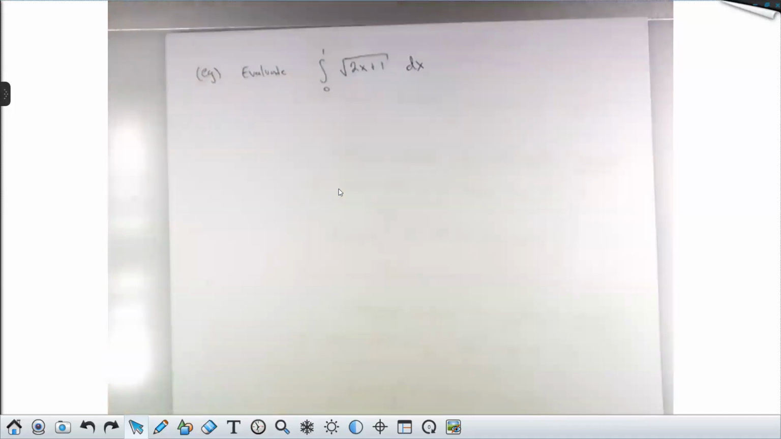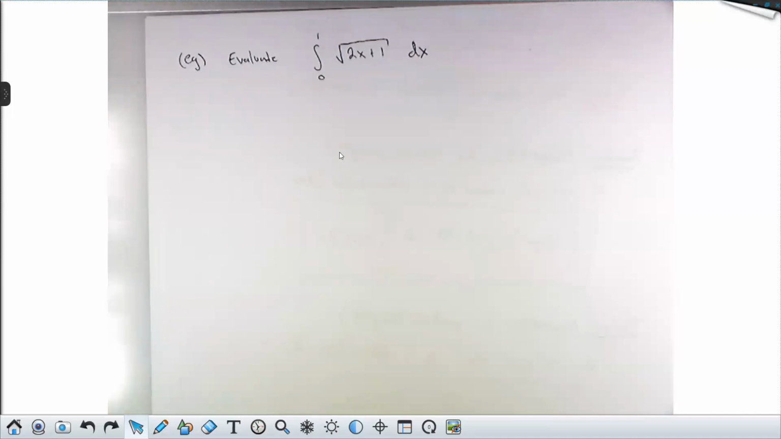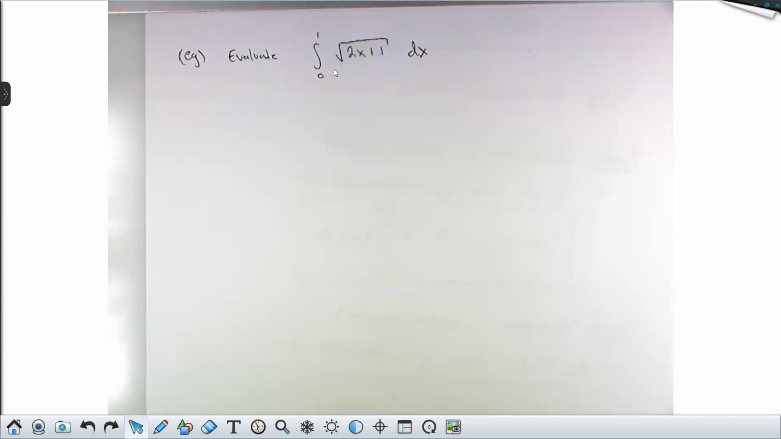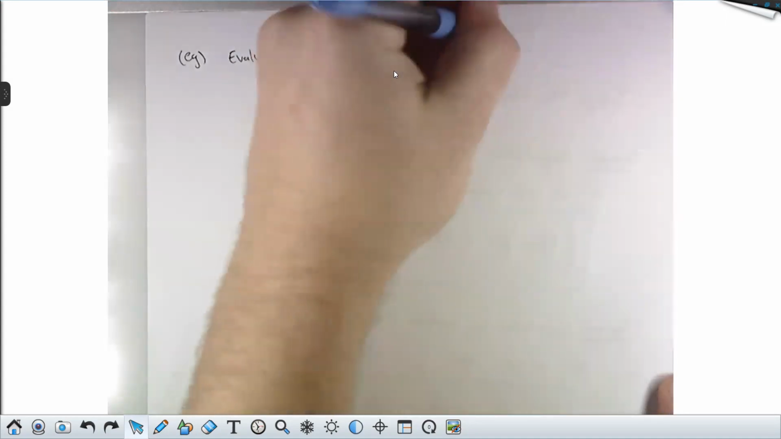So for example, maybe I want to evaluate the integral from 0 to 1 of the square root of 2x plus 1 dx. Remember, the fundamental theorem of calculus says we need to find an antiderivative for this and then plug in these bounds. But because we cannot distribute that square root, and I'm going to remind you of this again and again in hopes that I do not see anybody do this on the test.